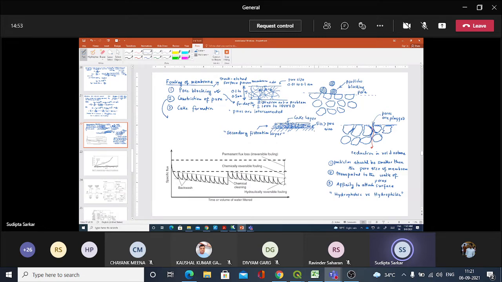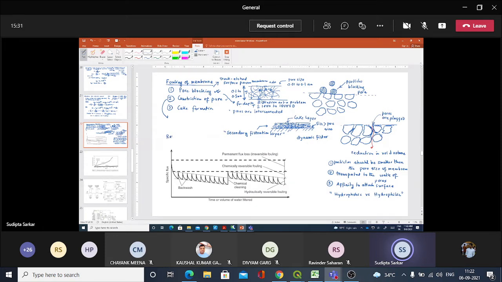Now this thick layer acts like a dynamic filter, because when you clean your filter, obviously they can be removed, and also when you start filtration, they come back again to form the fouling layer. So these are the three types of mechanisms by which fouling takes place.